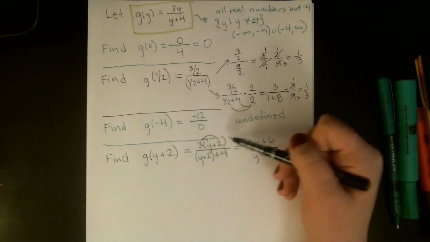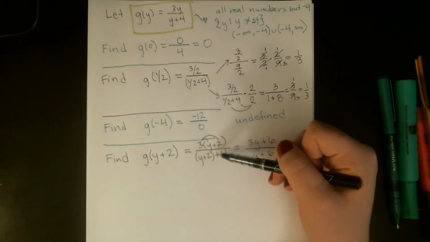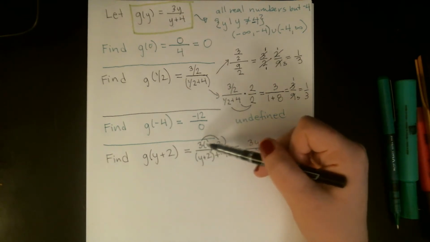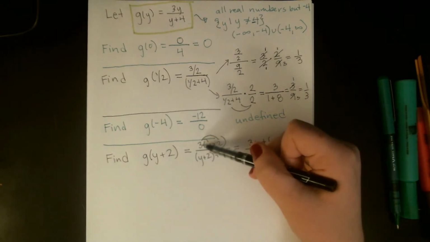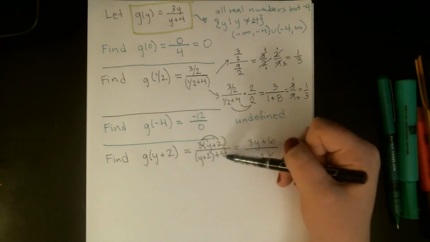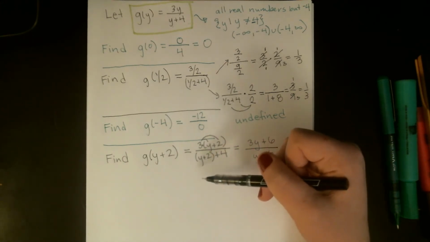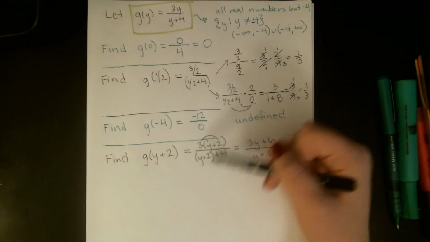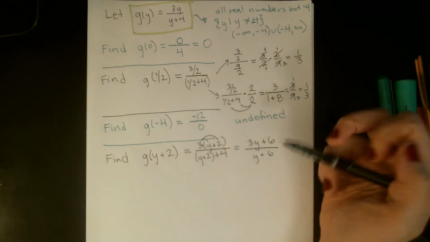In the top step, some people want to cancel the y plus 2, and that's wrong for the reason I just said. Yes, y plus 2 is a factor of the top. This is a product, but it is not a factor of the bottom. The bottom is a sum, so we can't cancel something out of a sum using division. And when we cross through y plus 2 over y plus 2 is 1, that's a division.